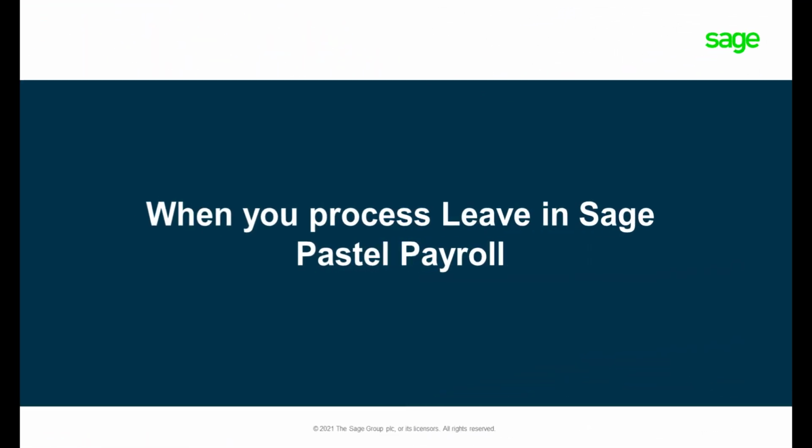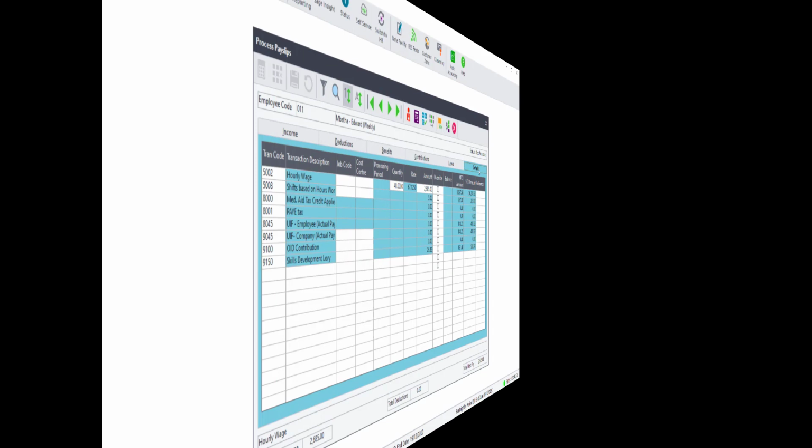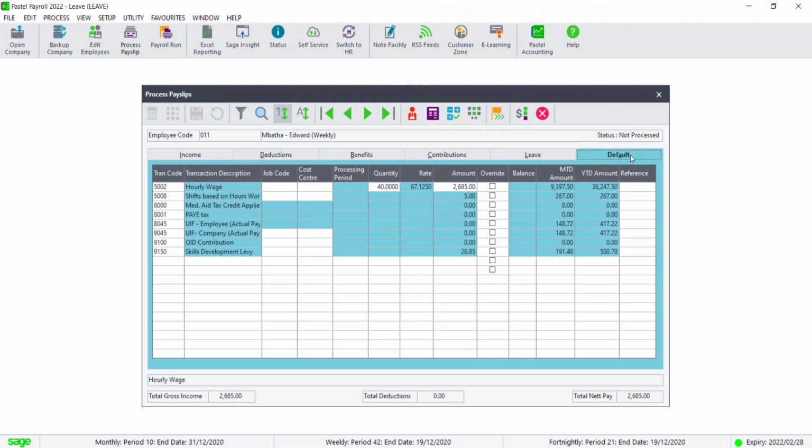How to process leave pay when leave is processed in Pastel Payroll. Take note of the below. Only hourly paid employees will calculate the code M777. On the employee's payslip, navigate to the Leave tab.